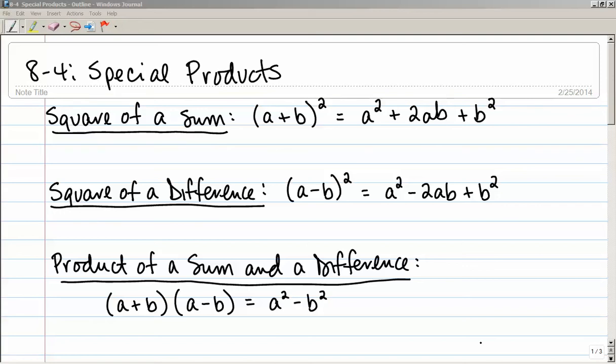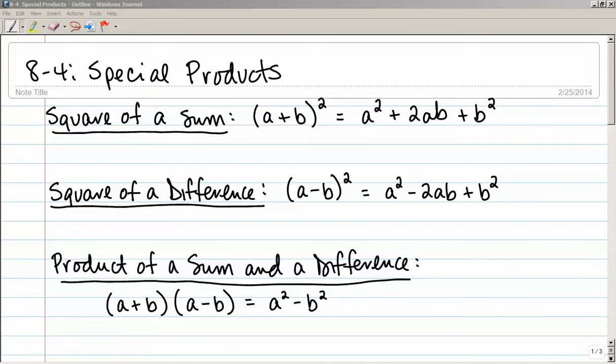Section 8.4 is on special products. In this section, we are still multiplying polynomials, and in fact, more specifically, we're multiplying two binomials. But sometimes with special pairs of binomials, you can actually use a shortcut. And so I would encourage you to memorize these formulas.